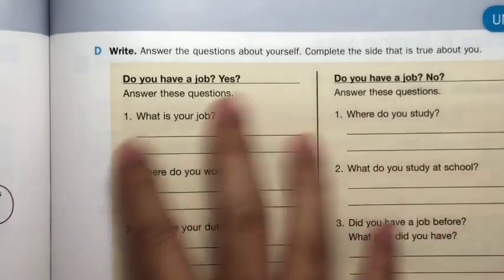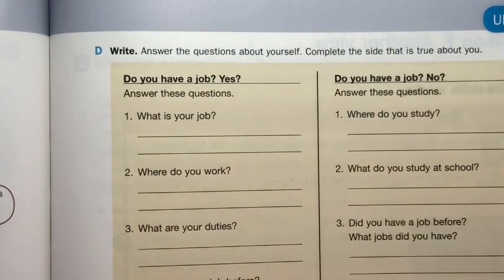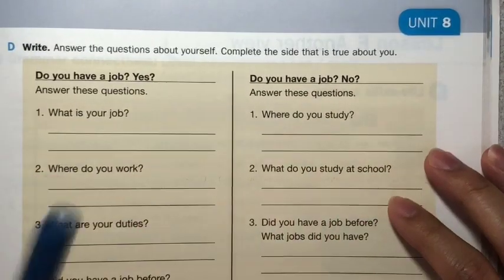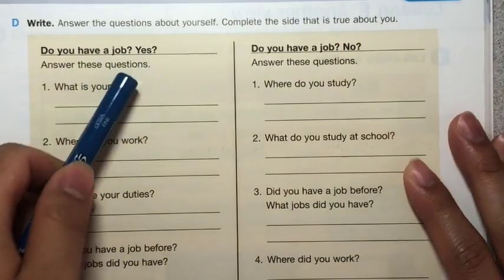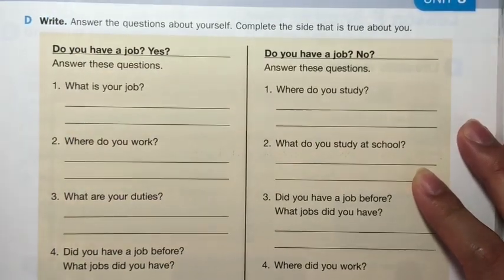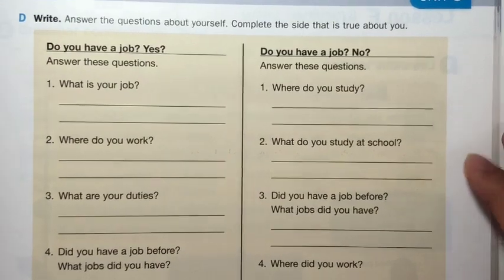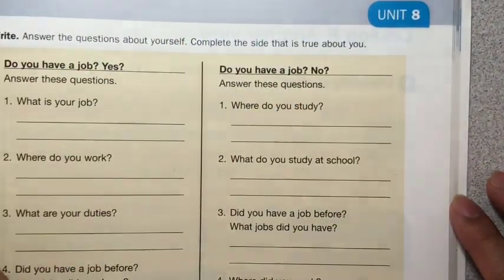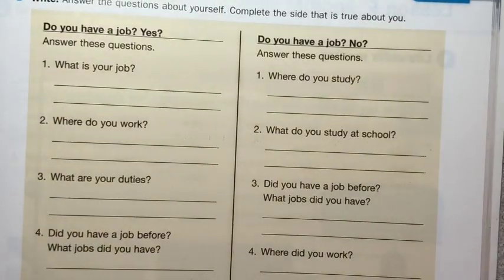This page is about you. I want you to write this information about yourself. So we have the left side and we have the right side. The question is, do you have a job? Yes. So if you answer yes to the question, do you have a job? So if you have a job, I want you to fill out the questions on the left. If you answer no, I want you to fill out the questions on the right. Or you can do both if you want. I'm going to do both.